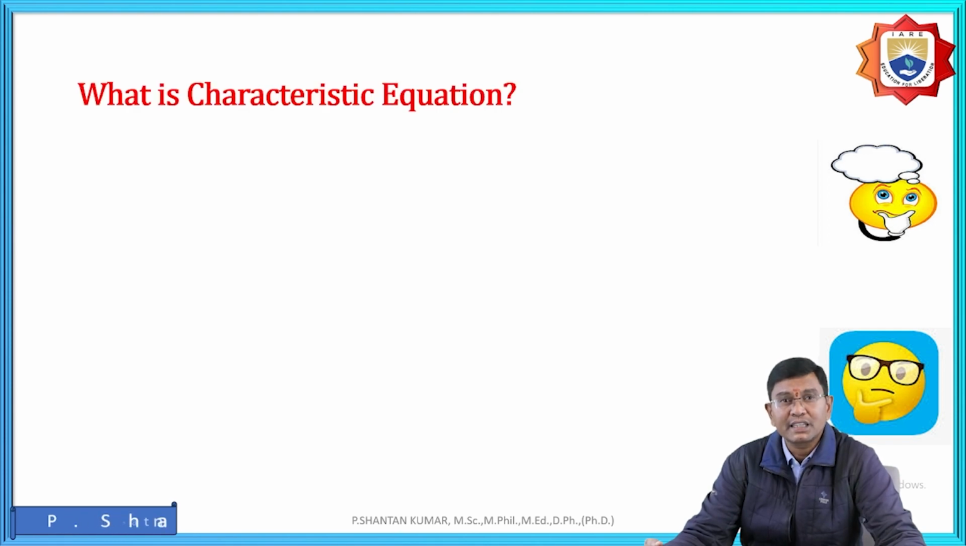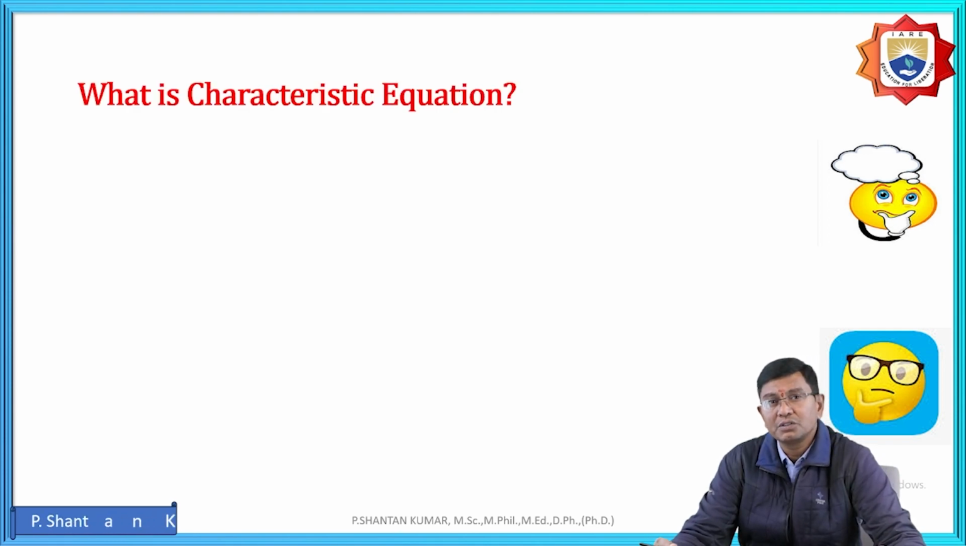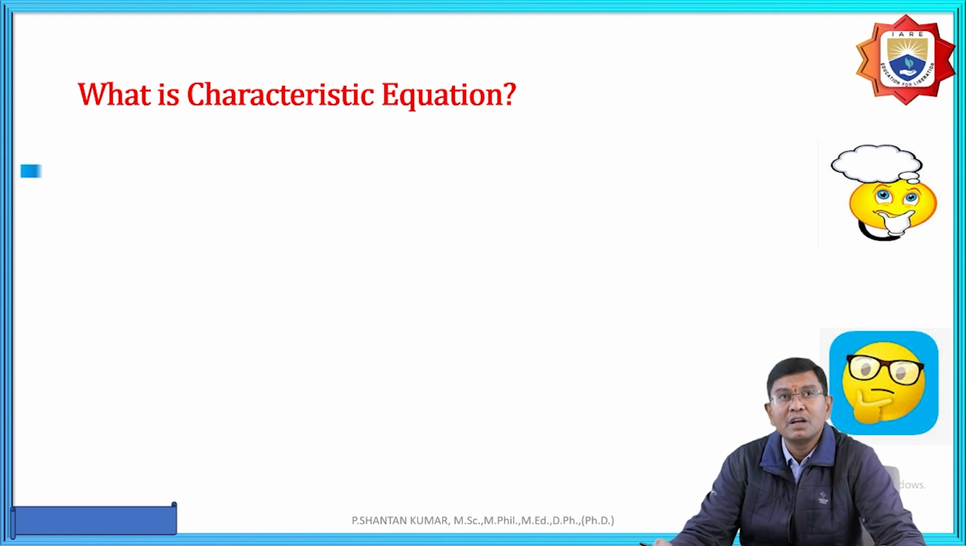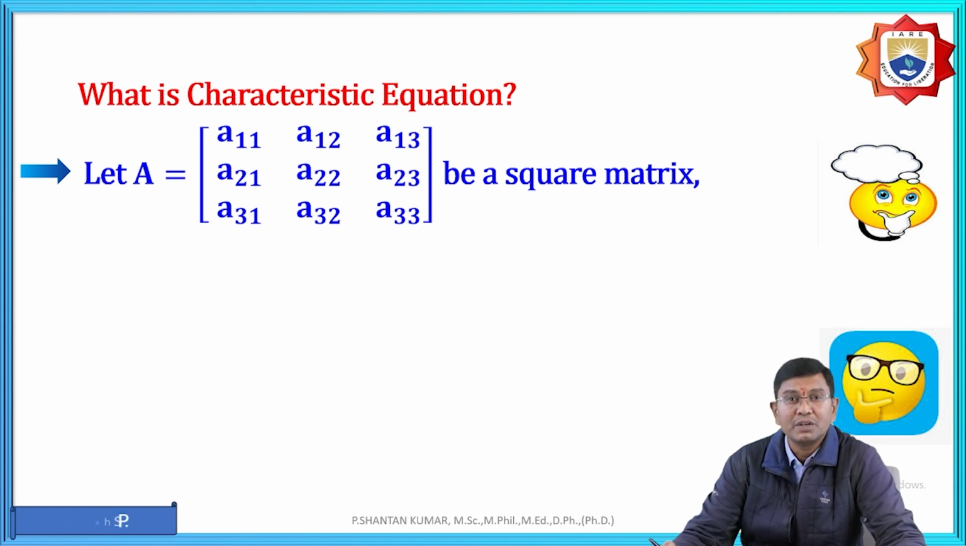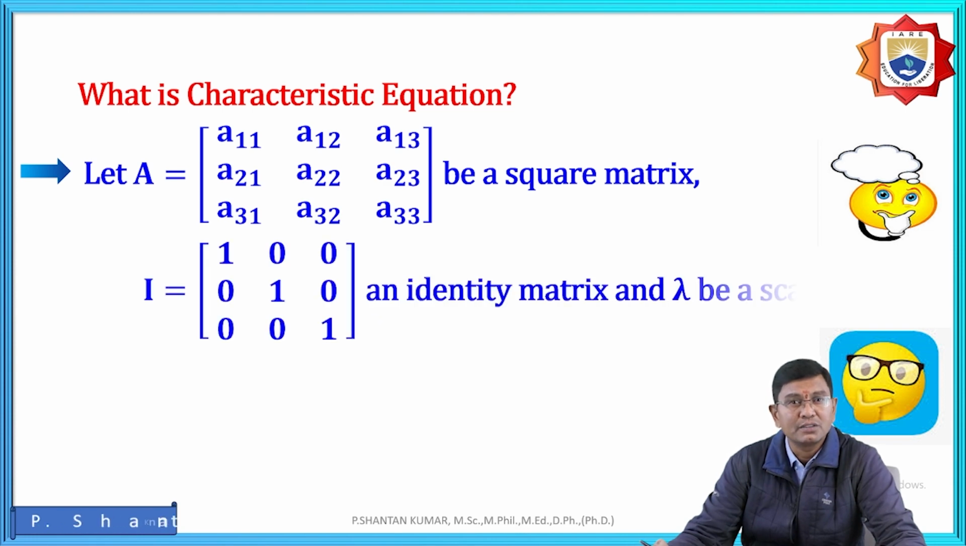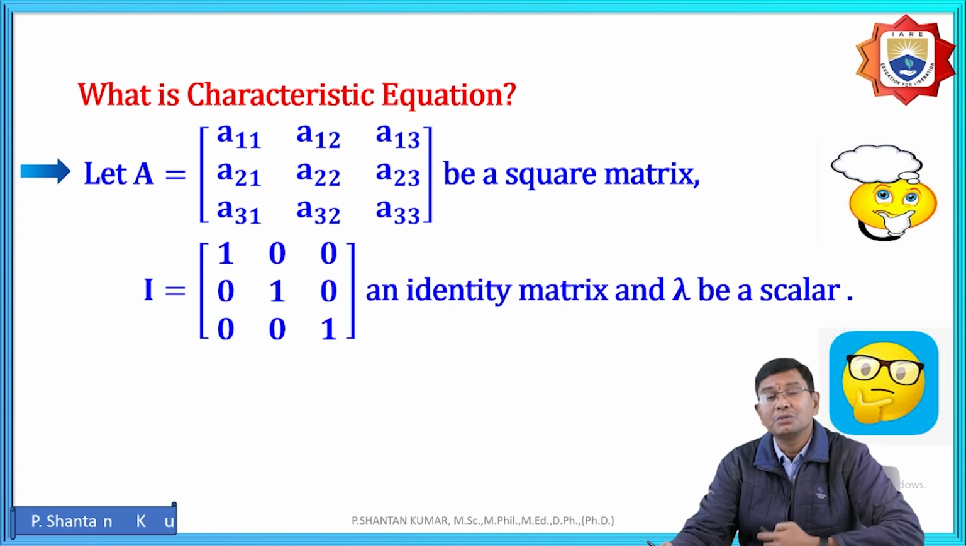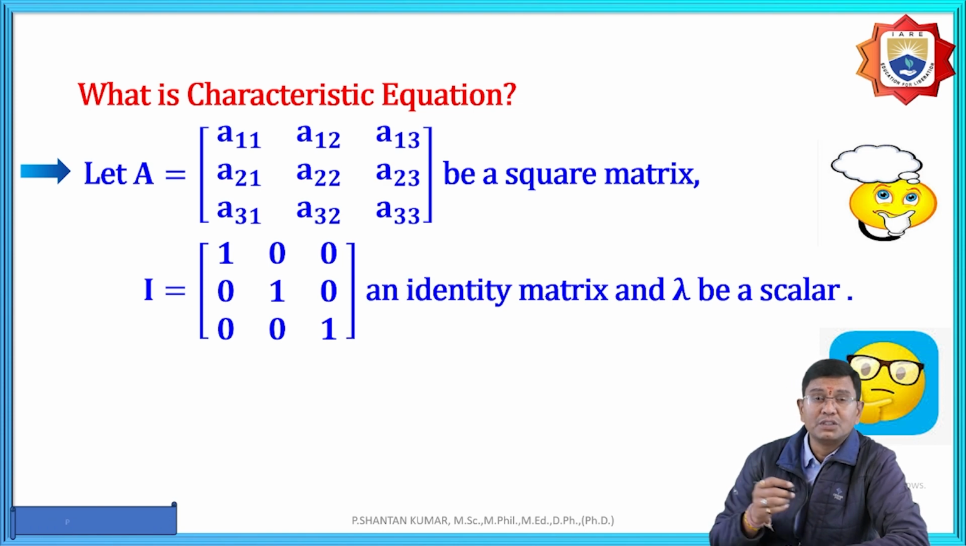What is the characteristic equation? We need to discuss, from a definition point of view, how to define the characteristic equation. For example, A is a square matrix with entries A11, A12, A13, A21, A22, A23, A31, A32, A33. This is any square matrix. Corresponding to it, we assume a unit matrix I, also 3 by 3, that is 1 0 0, 0 1 0, 0 0 1.